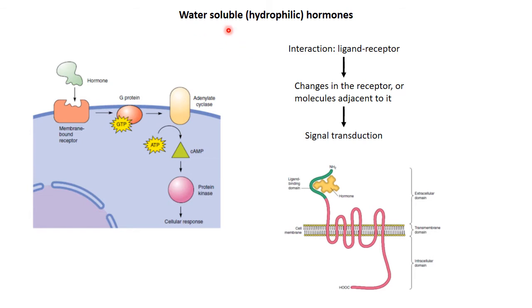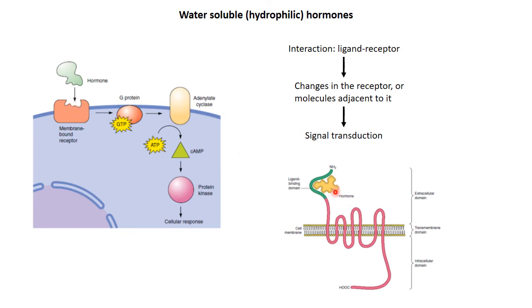Now, the water soluble hormones, they are hydrophilic hormones. Since they are hydrophilic, and because the cytoplasmic membrane is lipophilic, they cannot diffuse through the cytoplasmic membrane. That's why they have membrane bound receptors, or receptors on the surface of the cytoplasmic membrane. So those hydrophilic hormones will bind to their receptors on the surface of the cell.